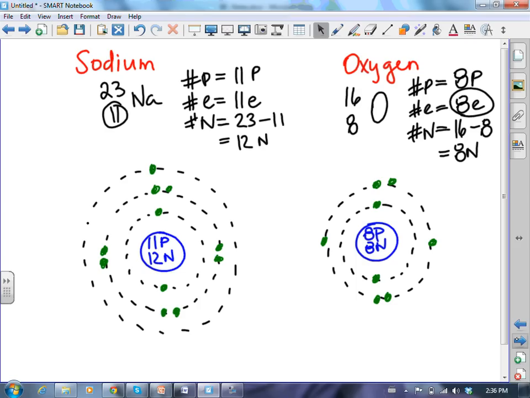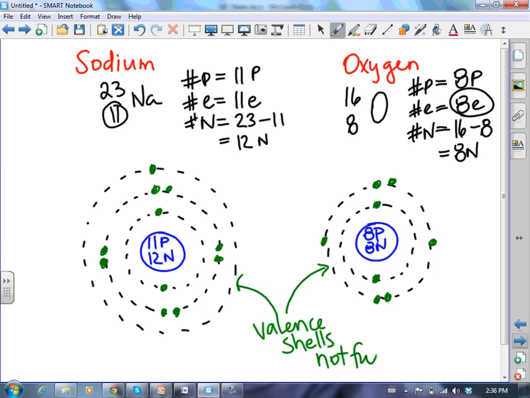If you look at both of these cases, the valence shell, that's the outermost shell. So in oxygen, it's the second shell, and sodium, it's the third shell. These are your valence shells. Okay? And in both of these cases, they're not full. And I said in your notes that for an atom to be stable, that shell has to be full. So these atoms are actually not stable.